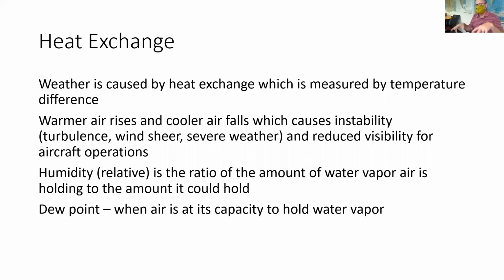Okay, so that heat exchange is caused by different air temperatures, and those are caused by the patterns of the sun, right? As well as currents in the water, which is also caused by the sun and some other rotational things, I suppose. Anyway, the fact that warmer air rises and cooler air falls causes wind shear and other instabilities like turbulence. Okay.